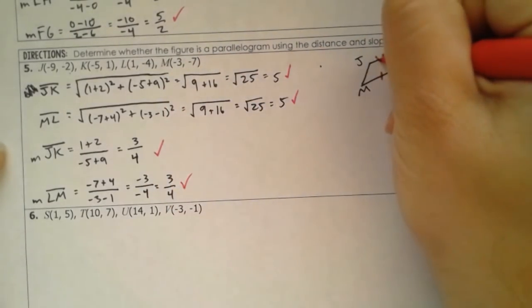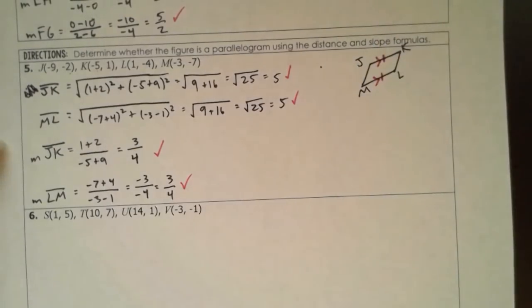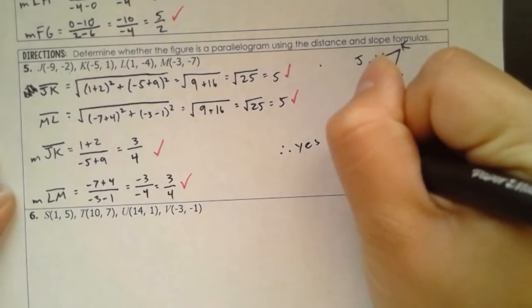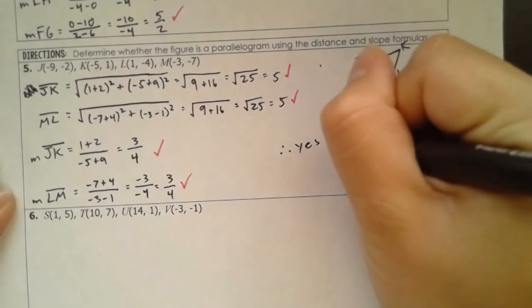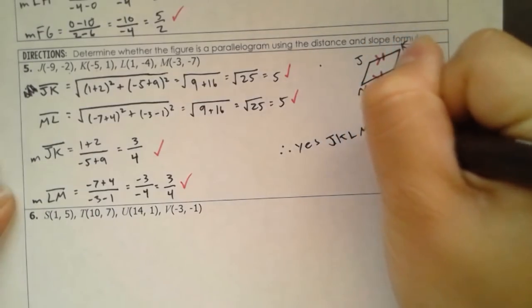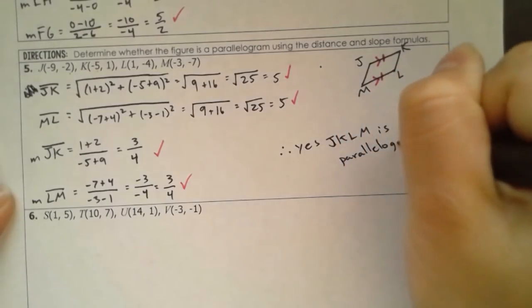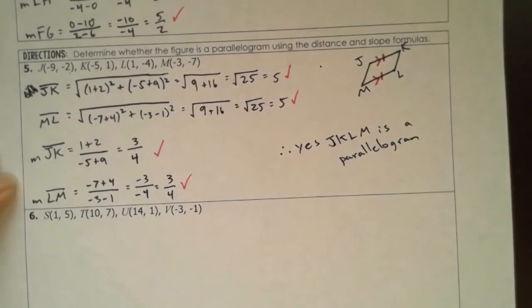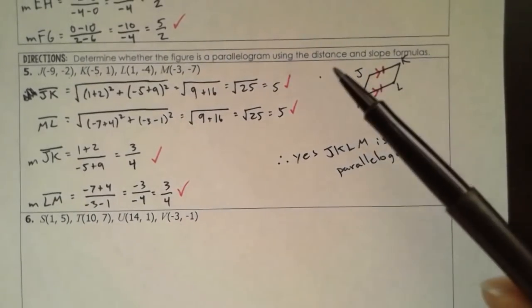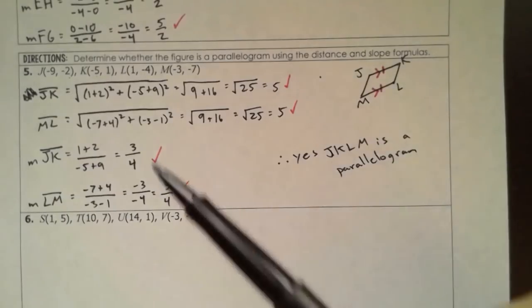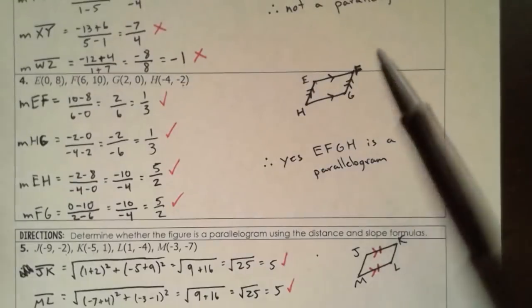So they are congruent and they are parallel, and that's enough already to show me that this is a parallelogram. So we have JKLM is a parallelogram. Okay, so again, just please follow the directions using the method that they ask you for. Don't just jump into this one for all problems. Stick to what the directions are asking.